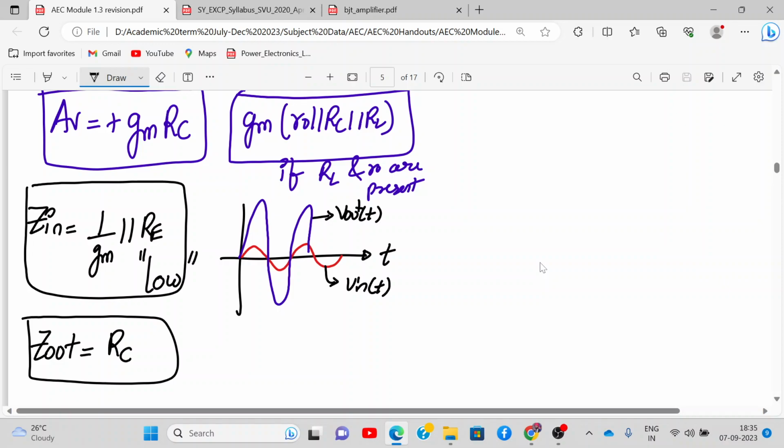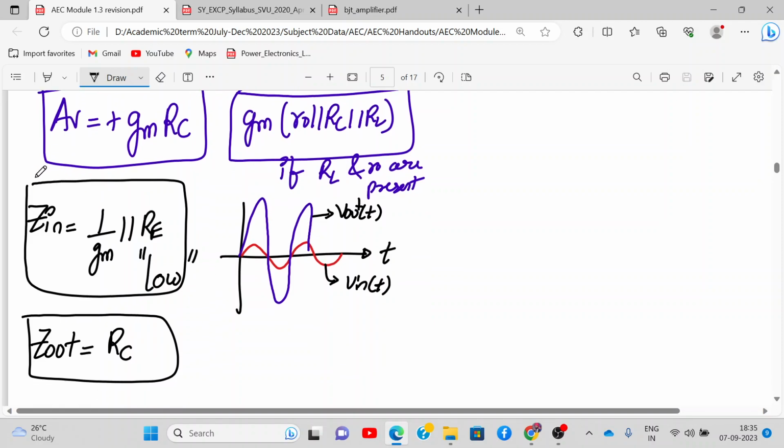In many terms, the CB amplifier and CE amplifier expressions are almost the same. Only the Zin expression is slightly different: 1 upon gm parallel to Re, and Z out is equal to Rc. And Av is the same expression, but only a positive sign is there. And this is my input-output waveform for the common base amplifier.